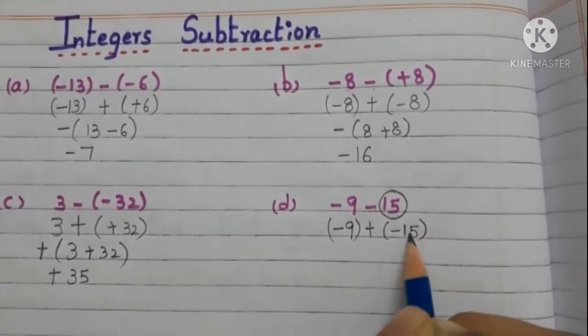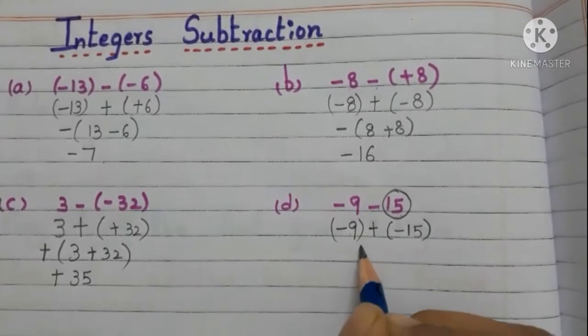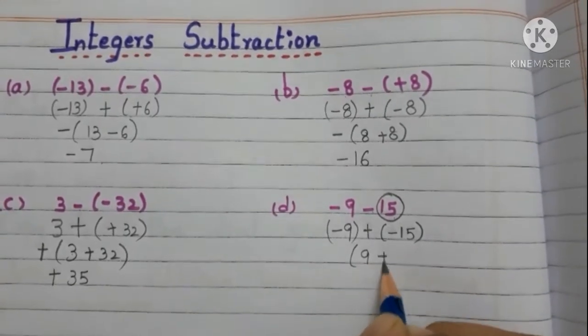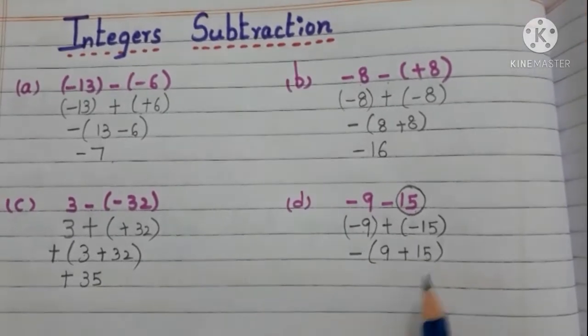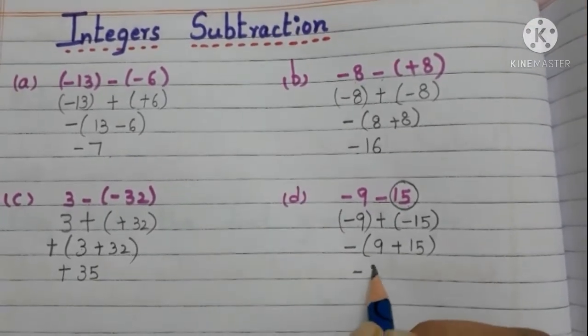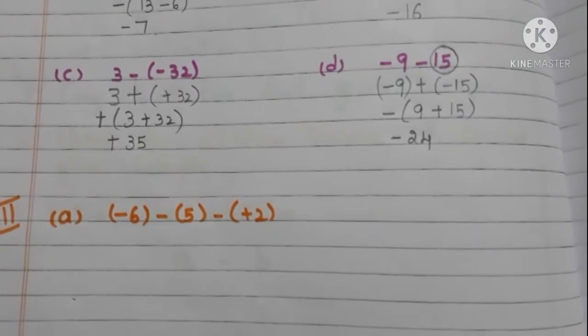Now follow the addition rules. Here we have two negative integers. So what we have to do? We have to add two numbers and write the negative sign. 9 plus 15 is 24. So the answer is negative 24.